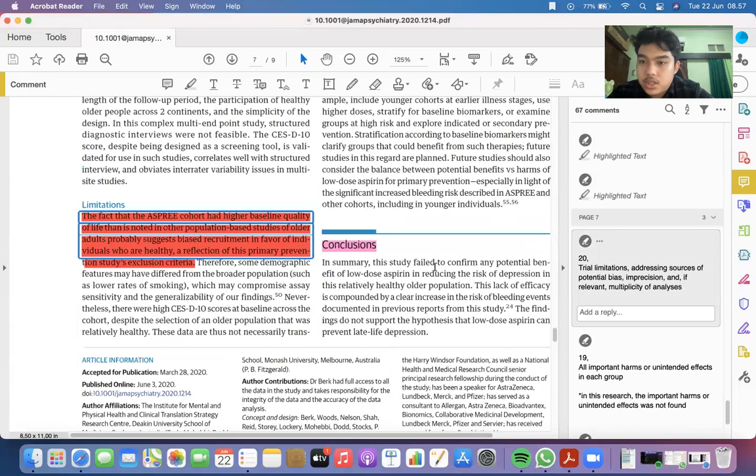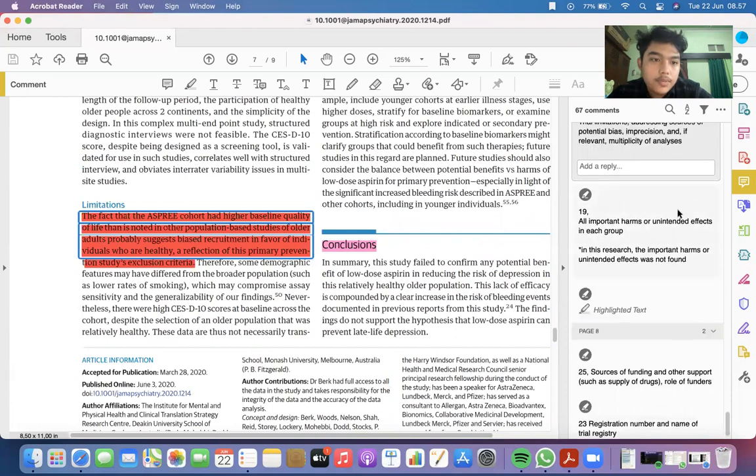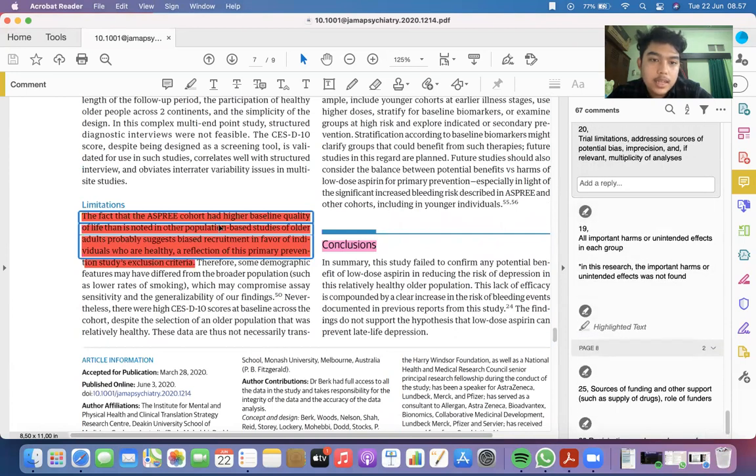And for point 20, trial limitations, addressing sources of potential bias, imprecision, and, if relevant, multiplicity of analyses. The fact that the ASPREE cohort had higher baseline quality of life than is seen in other population-based studies of older adults probably suggests biased recruitment in favor of individuals who are healthy, a reflection of this primary prevention study's exclusion criteria.